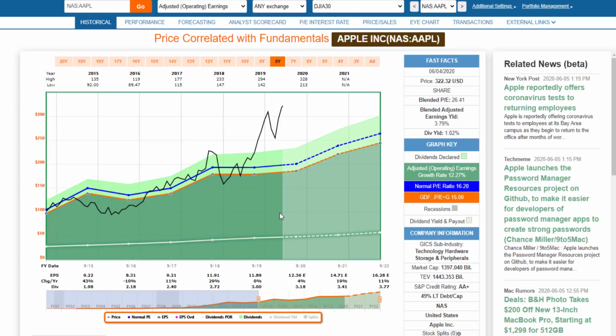You should use them as an evaluation reference. In other words, as I look at the graph here, I'm looking at a PE of 16 and a PE of 15. Obviously, when the price is touching the blue line, that's a 16 PE. When it touches the orange line, that's a 15 PE.